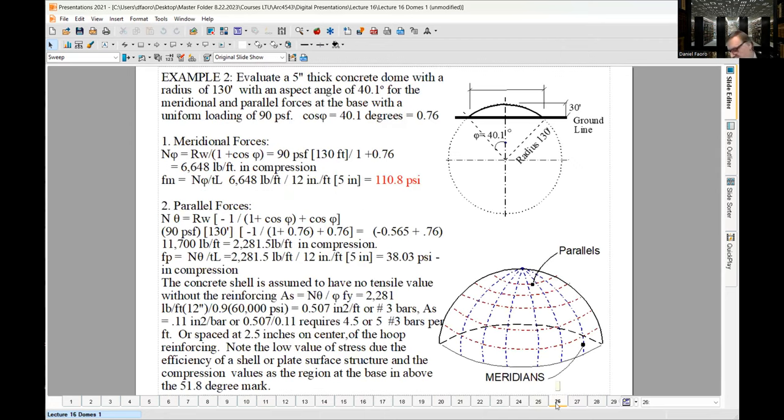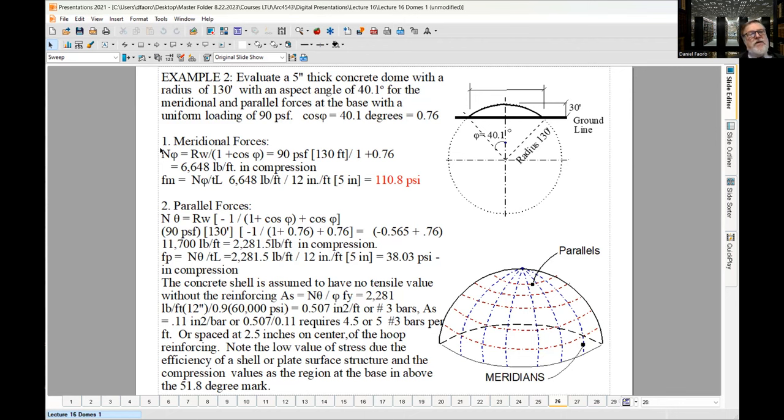So here's an example. This is a 5-inch thick concrete dome. It's got a radius of 130 feet. That's the angular radius from the circular arc segment that generates it. It has an internal aspect angle of 40.1 degrees. That's from the centroid or center axis vertically through the dome, angular measure to where it's meeting the ground or the cutoff point at the base. Radial parallel forces in the base with the uniform load is 90 PSF. The cosine of 40.1 degrees is 0.76. And the dome is 30 feet above grade.